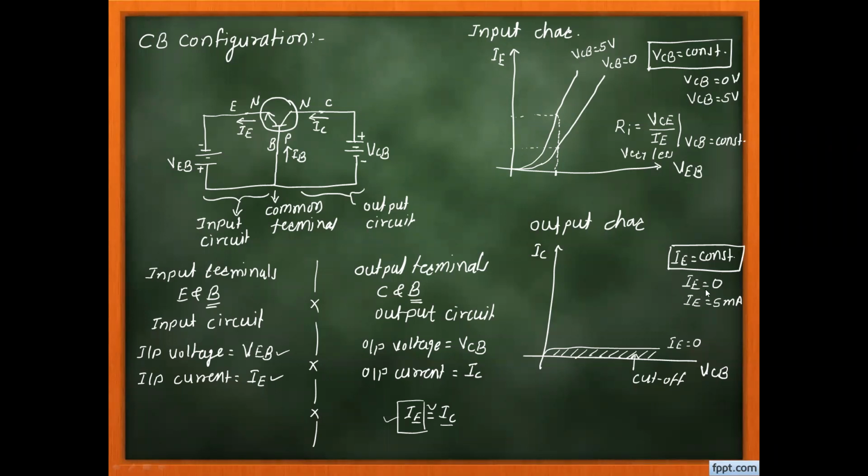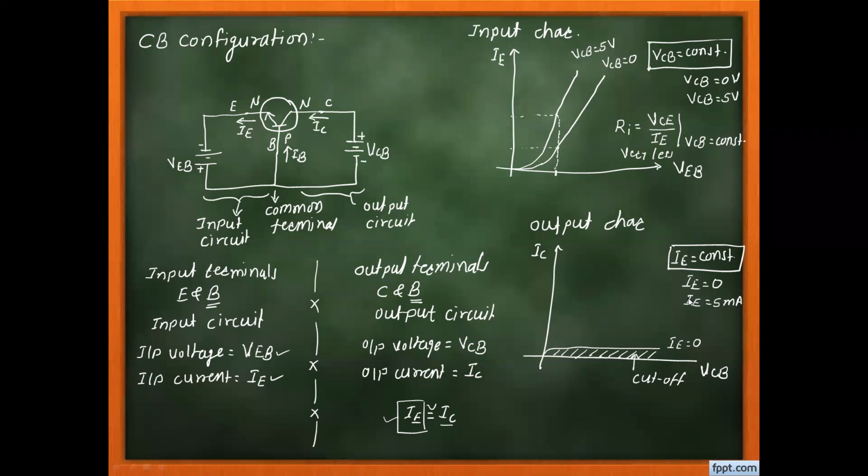First, we consider that IE is equal to 0. When I say that no current will flow through the input circuit, it means it's just like an open or reverse, and the collector to base is also connected in reverse. It means that the transistor is operated in the cutoff region. And when the transistor is operated in the cutoff region, a very small collector current flows due to the minority carriers, and this current does not depend upon the reverse bias voltage VCB.